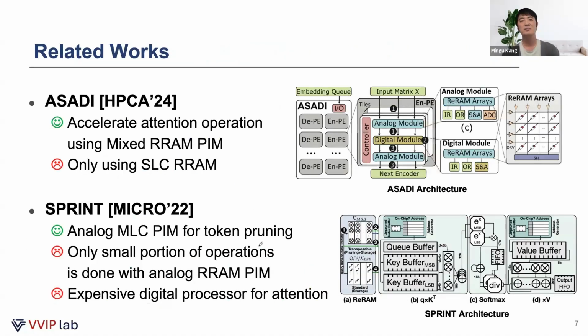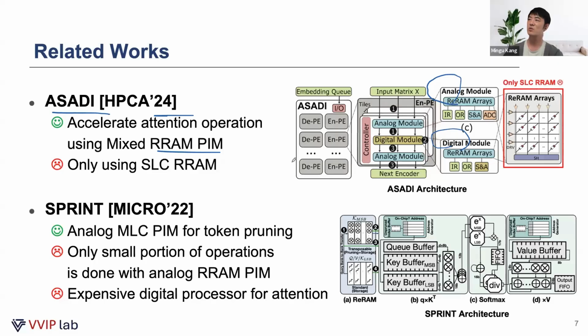So earlier, regarding the PIM-related transformer works, let me summarize. This is the analog PIM-based works. Number 1, Asadi HPCA 2024. They employed the mixed RRAM structure, analog PIM and digital PIM. But the problem is they relied on only single level cell, so that limits the efficiency dramatically.